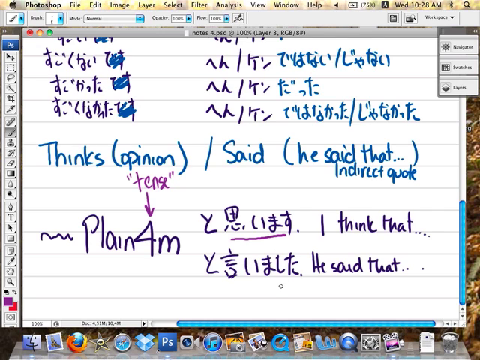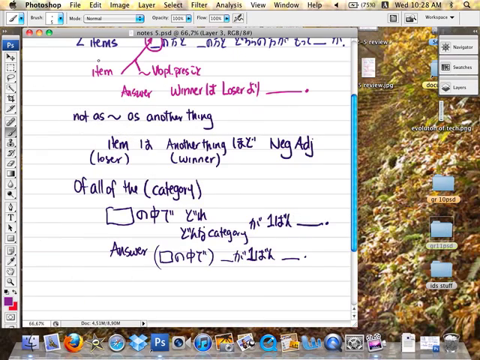The same thing with quoting. He said it isn't, he said it is, he said it was, he said he still says it. And in English we get confused because we say he didn't say that. No, he said that he didn't do it. So you have to keep in mind "to omoimasu" and "to iimasu" will always be there for you and always in the positive. Iimasu almost always in the past tense because you're quoting what someone said. Okay? And especially in this particular case.